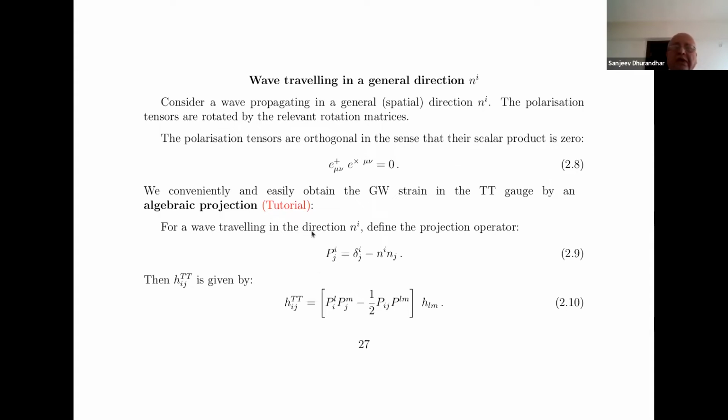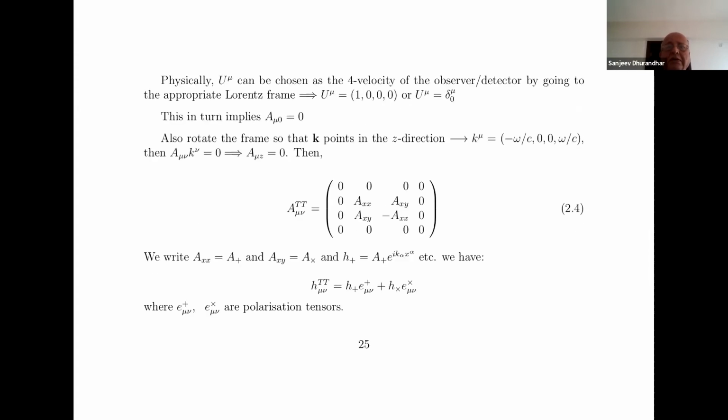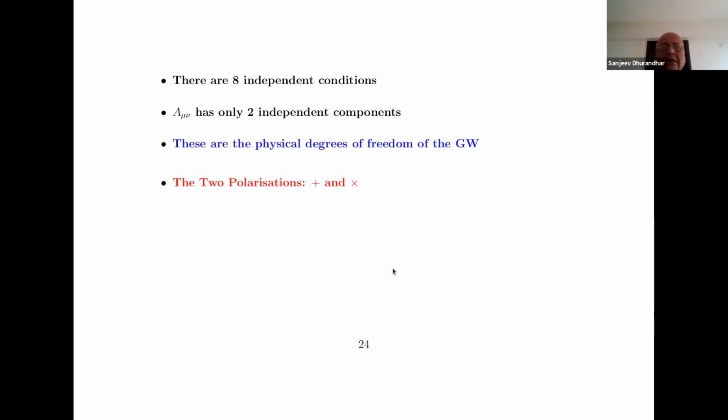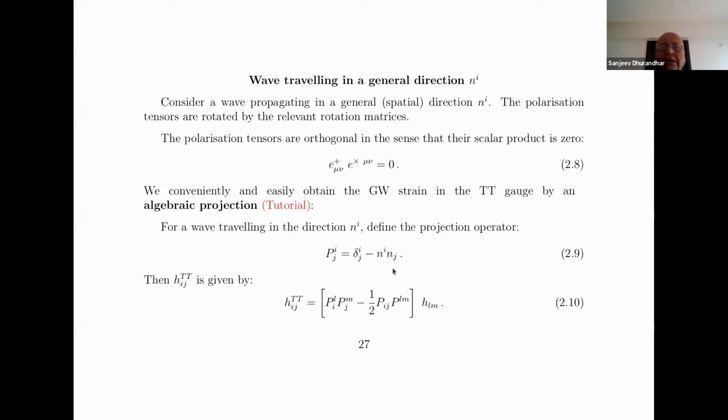So you don't have to do this analytically. Okay, and this can be done, and again, it's in the tutorial. There is a long calculation which you can see. Here also you have to show that such a B mu exists, that B mu which was there. See this xi mu wherever it was. Yeah, zeta mu. We must show that such zeta mu exists, and we must solve for B mu. So it's exactly the kind of thing that has to be done here.